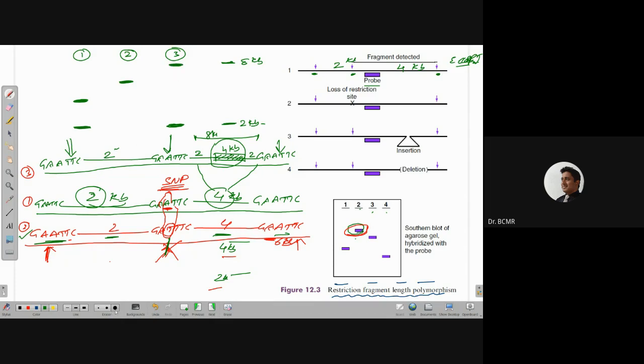Okay. What I'm trying to elaborate here is that when you see a band that is up, this is the wild type, right? If that is the wild type, and we see a larger fragment than the wild type, does it mean it is an insertion, or does it mean it is a loss of restriction site? There are two possibilities, and I want you to look at the experiment properly every time a question is given, and then interpret and explain it correctly.